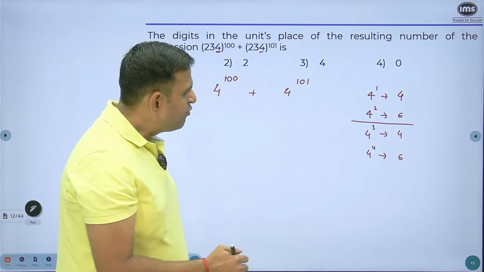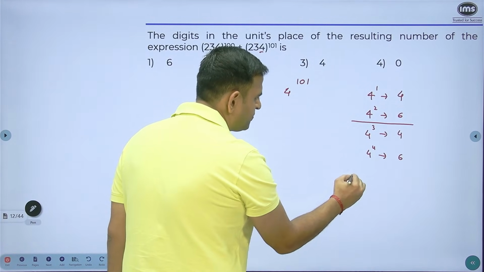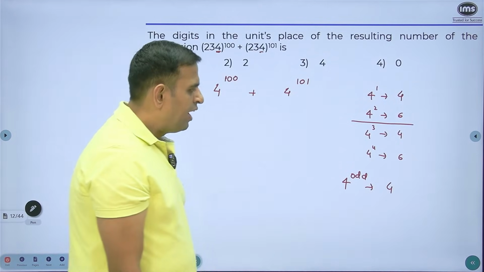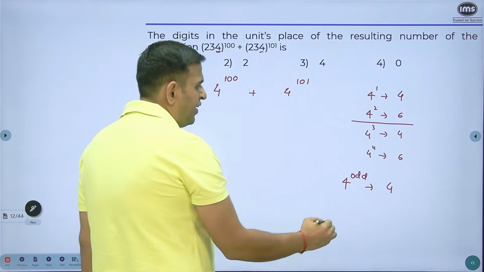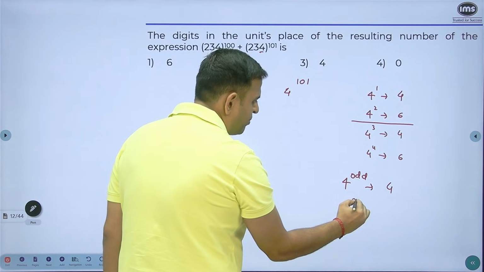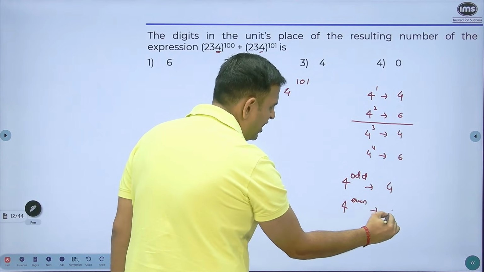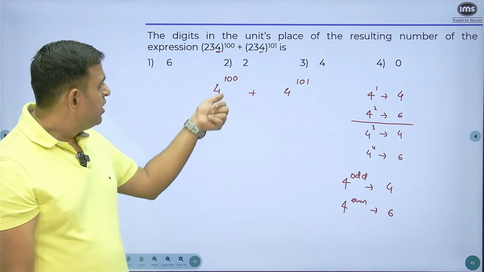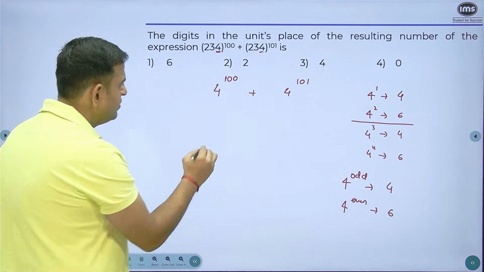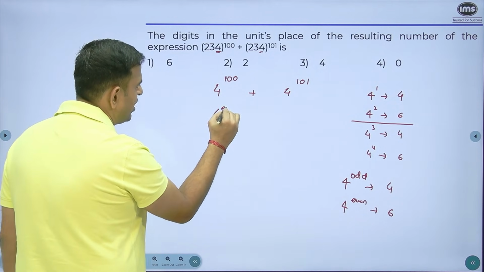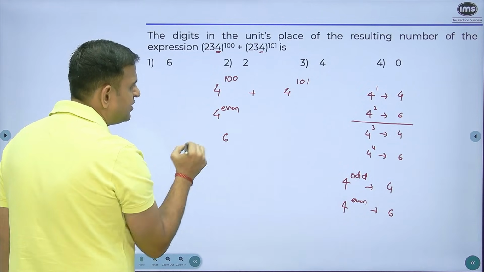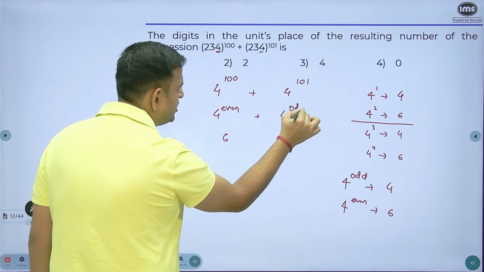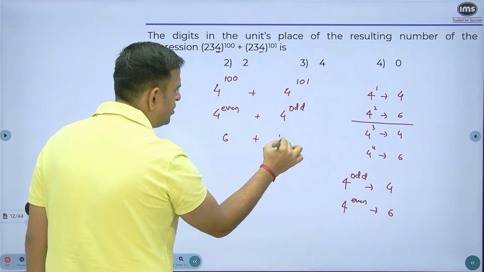Whenever you have 4 raised to an odd power, the outcome is going to end with the number 4. And whenever we have 4 raised to an even power, the outcome will end with the number 6. So here 4 raised to 100, where the power is an even number, will end with 6. And 101 being an odd number, 4 raised to an odd number will end with the number 4.